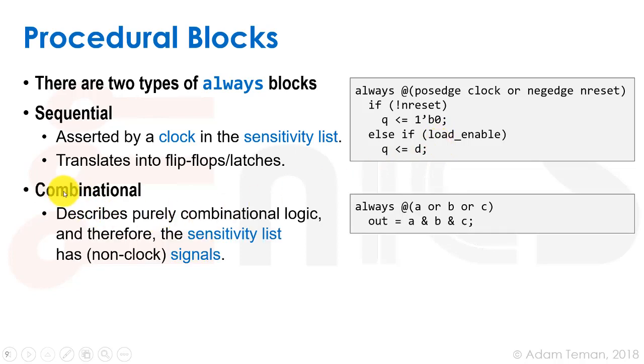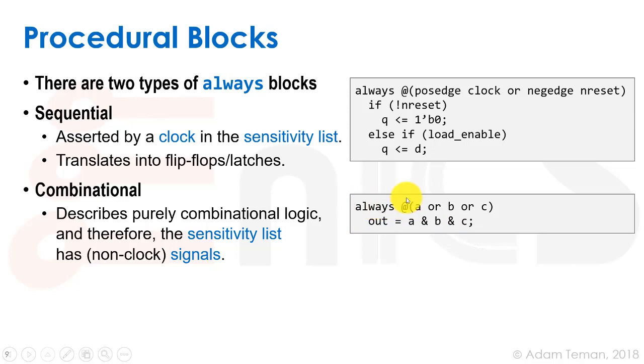The second type of always block is the combinational block. The combinational block describes the logic. It's purely combinational. There are no clocks in the sensitivity list causing anything synchronous to happen inside. It's just a programming language, a high-level, human-readable way to describe combinational logic, to describe Boolean functionality.